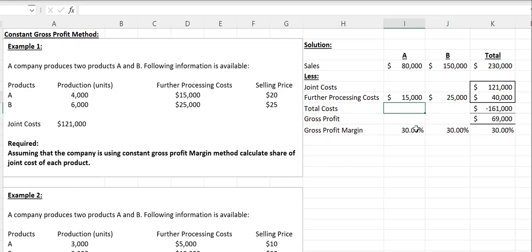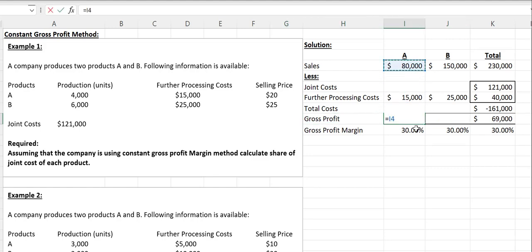So we want this cost to be apportioned to these two products in such a way that the gross profit margin of the two products will be the same. Now how will that be made possible? So let us calculate the gross profit.